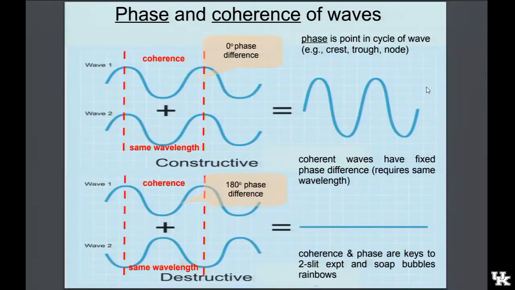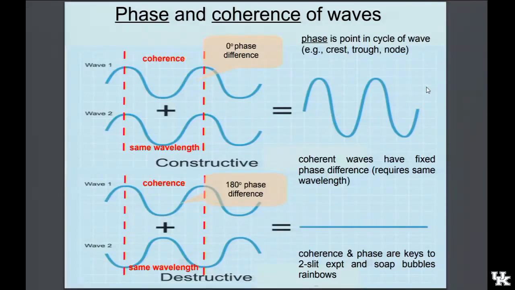Going downstairs here to the lower example of destructive interference, in this case, these 2 waves are again coherent. There's a fixed phase difference between wave number 1 and wave number 2. But it's not 0 degrees. If you look, wave number 1, when it's a crest, wave number 2 is a trough. That's half a cycle away. That's 180 degrees of a cycle of 360 degrees away. So here there's a 180 degrees phase difference.